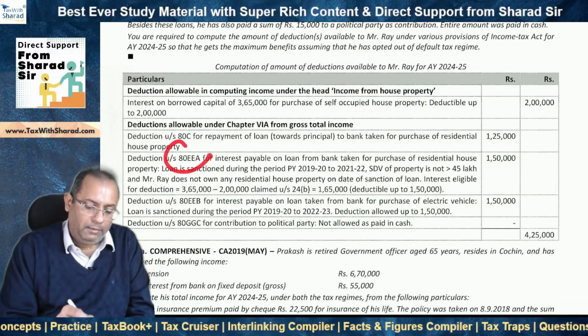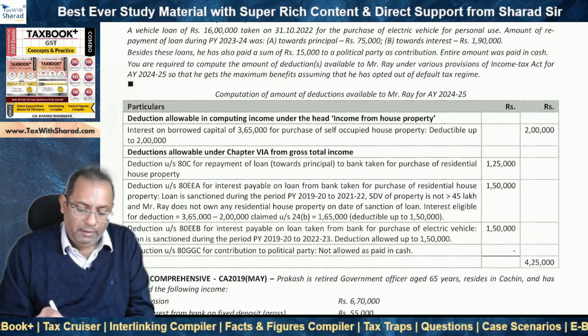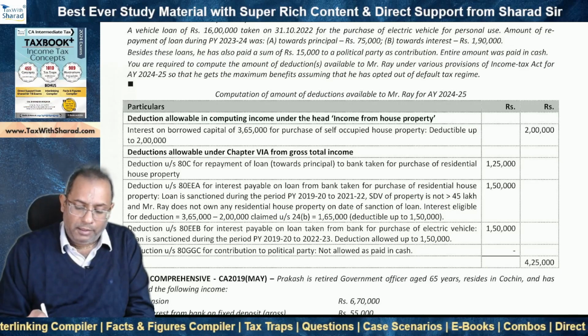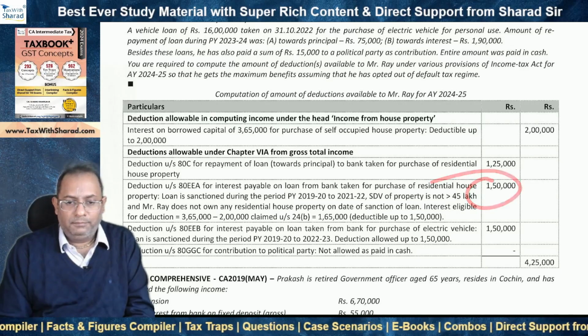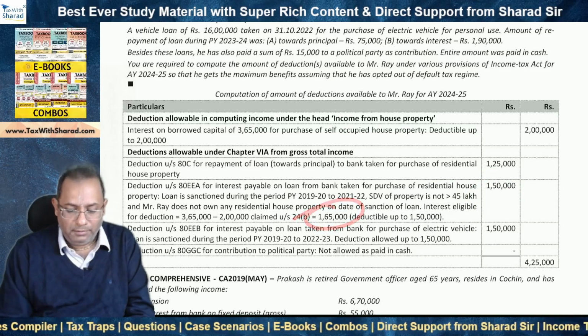So if we look at 80EA deduction, based on the information in the question, you will arrive at an amount of 1,65,000. But you should give deduction only to the extent of 1,50,000. But what students did is they gave deduction of full 1,65,000.